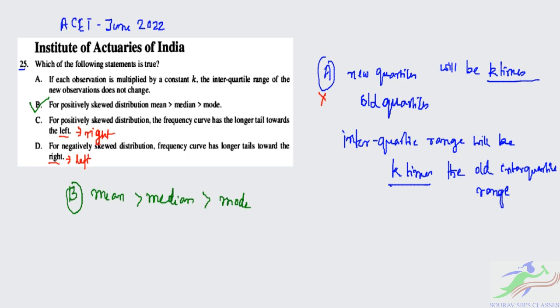However, in our case the correct option is option B, where for the positively skewed distribution the mean is greater than the median, which is greater than the mode. Let us go to the next question, that is question number 26.